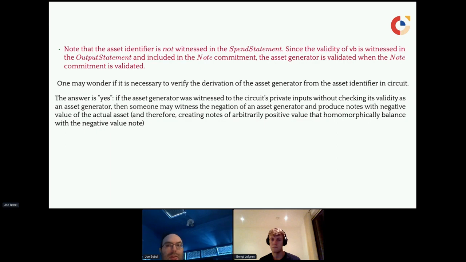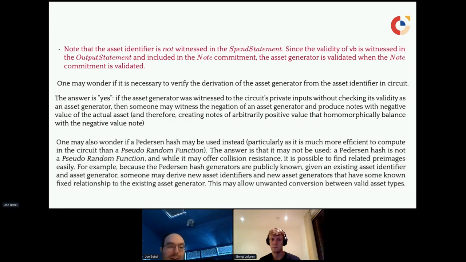So then one of the other most common questions I get is why does it need to be a Blake 2s hash? Why can't we just use a Pedersen hash? Because it's much more efficient to compute in the circuit than a pseudo-random function such as the Blake 2s hash. And the answer is that you cannot use this Pedersen hash to verify or to derive the asset generator.